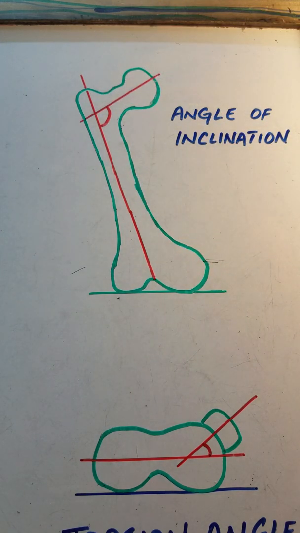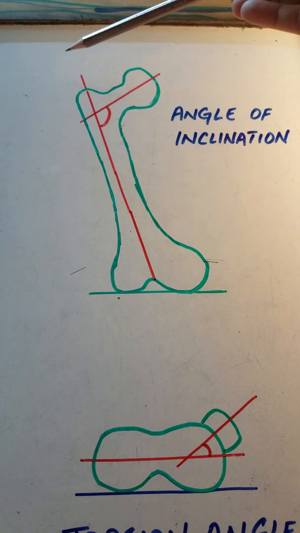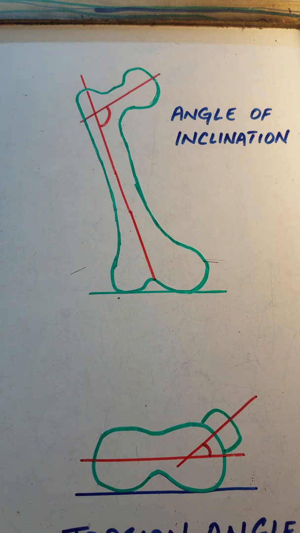So if an imaginary line passed through the center of the neck of the femur and another imaginary line passed through the center of the shaft of femur, then the angle between these two lines is known as the angle of inclination. It ranges from 115 degrees to 140 degrees. It is about 126 degrees on average.